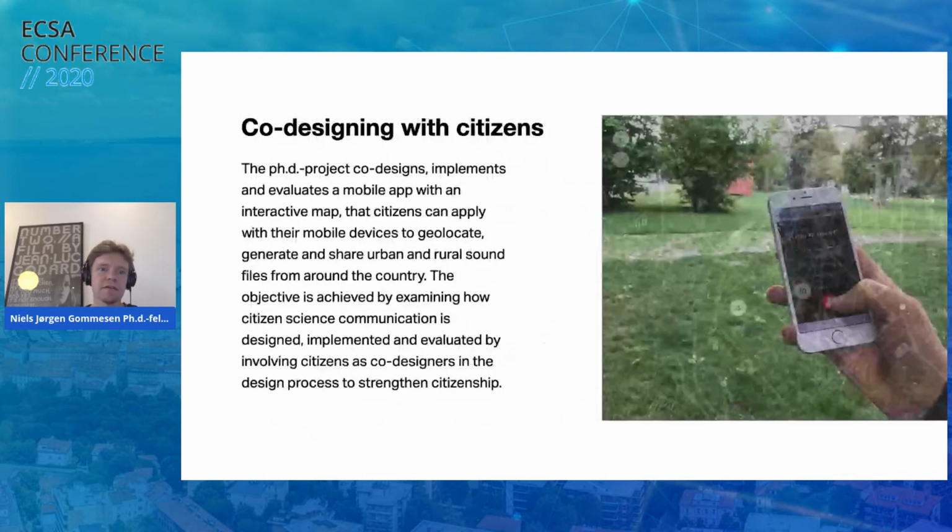In this context, the PhD project co-designs, implements, and evaluates a mobile app, an interactive app that citizens can apply with their mobile devices to geolocate, generate, and share urban and rural sound files from around the country. The objective of the PhD project is achieved by examining how citizen science communication is designed, implemented, and evaluated by involving citizens as co-designers in the design process in order to strengthen citizenship.